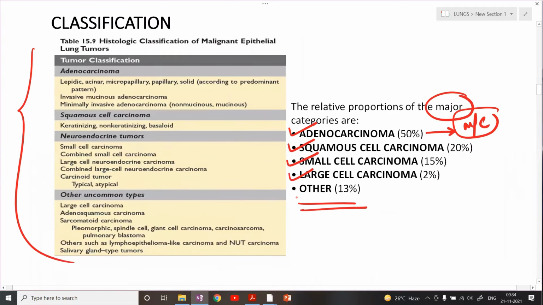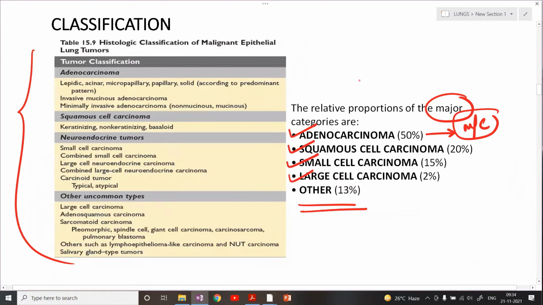I have already discussed the classification of the lung tumors under broader heads, but I am going to tell you the classification in more detail: adenocarcinoma, squamous cell carcinoma, neuroendocrine tumors, and other uncommon types. Adenocarcinomas can have different types of patterns. They can have a lipidic pattern. So what is the lipidic pattern? I'm going to give you a basic idea here.